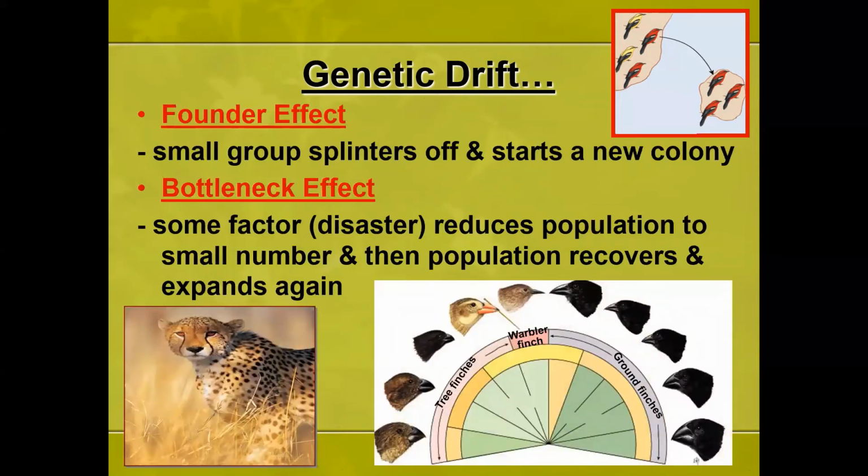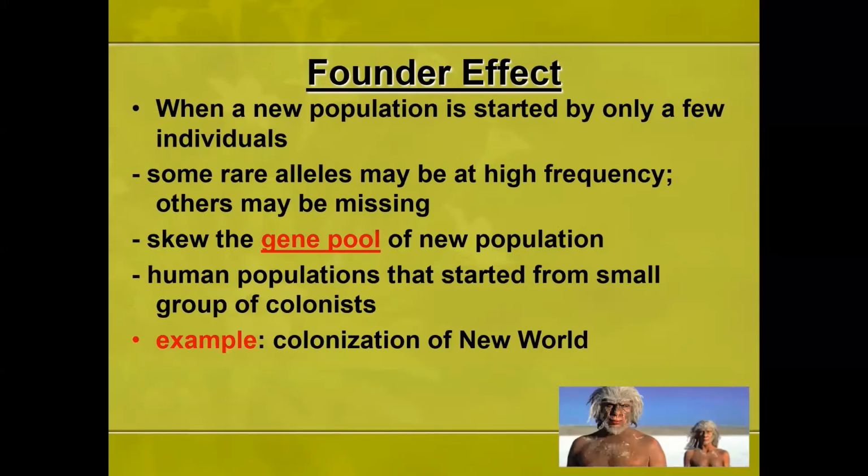Let's discuss the founder effect first. So founder effect, once again, you have a large population, but a small group splinters off. A couple individuals leave and they start a new colony somewhere else. Now, if that happens, you could imagine that that small group maybe doesn't have all the variation that exists in the larger population. Some rare alleles maybe now are going to be at a high frequency. Other alleles might be missing. It's definitely going to skew the gene pool of the new population.